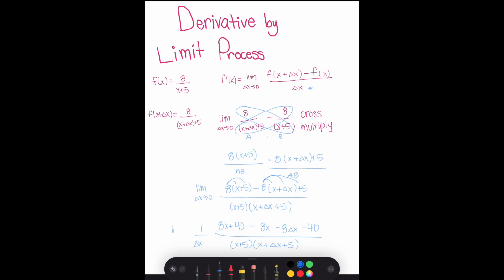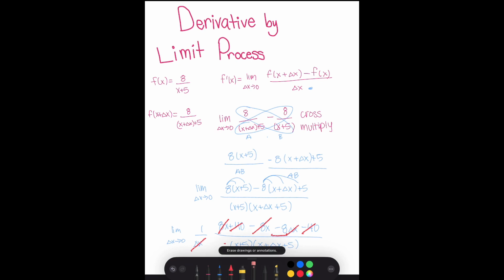And of course take our limit. And we can go ahead and start simplifying our numerator. This positive 8x and this negative 8x cancel out, as well as the 40 and the negative 40. And that leaves us with negative 8 delta x. And we also have this 1 over delta x, so that delta x variable is going to cancel out as well. And it's just going to leave us with a numerator of negative 8 over our denominator.